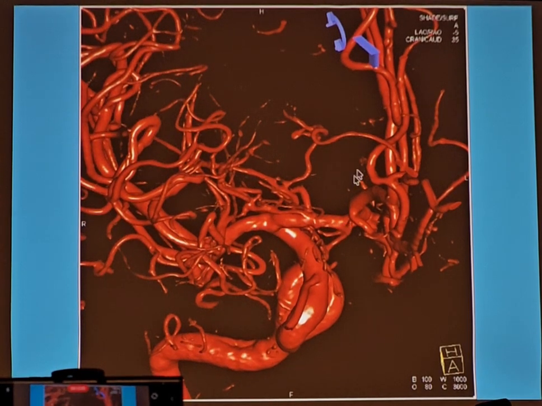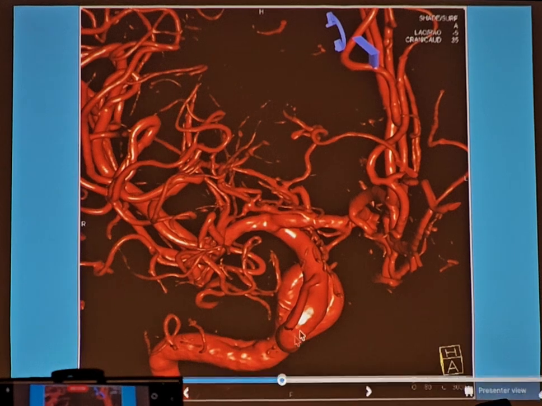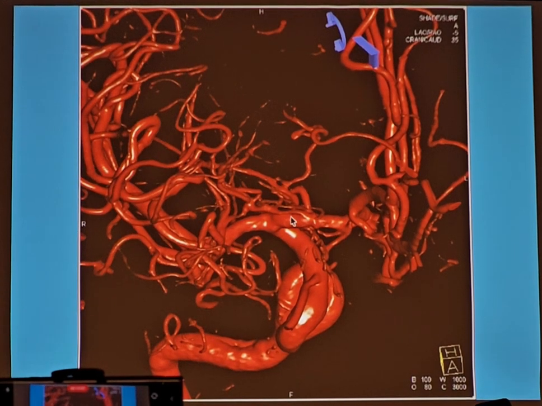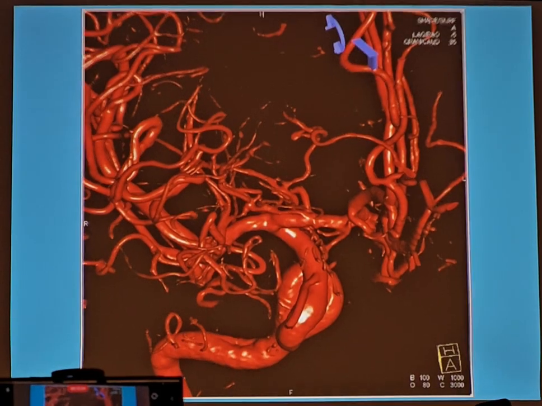So let's look at this one. Here we have carotid artery, middle cerebral, anterior cerebral, and there's this vessel coming off here. So it's not in the typical position of the Huebner vessel. It's coming off from the middle of the A1, and it's presumably a striate vessel. You can see the striate vessels coming off there.